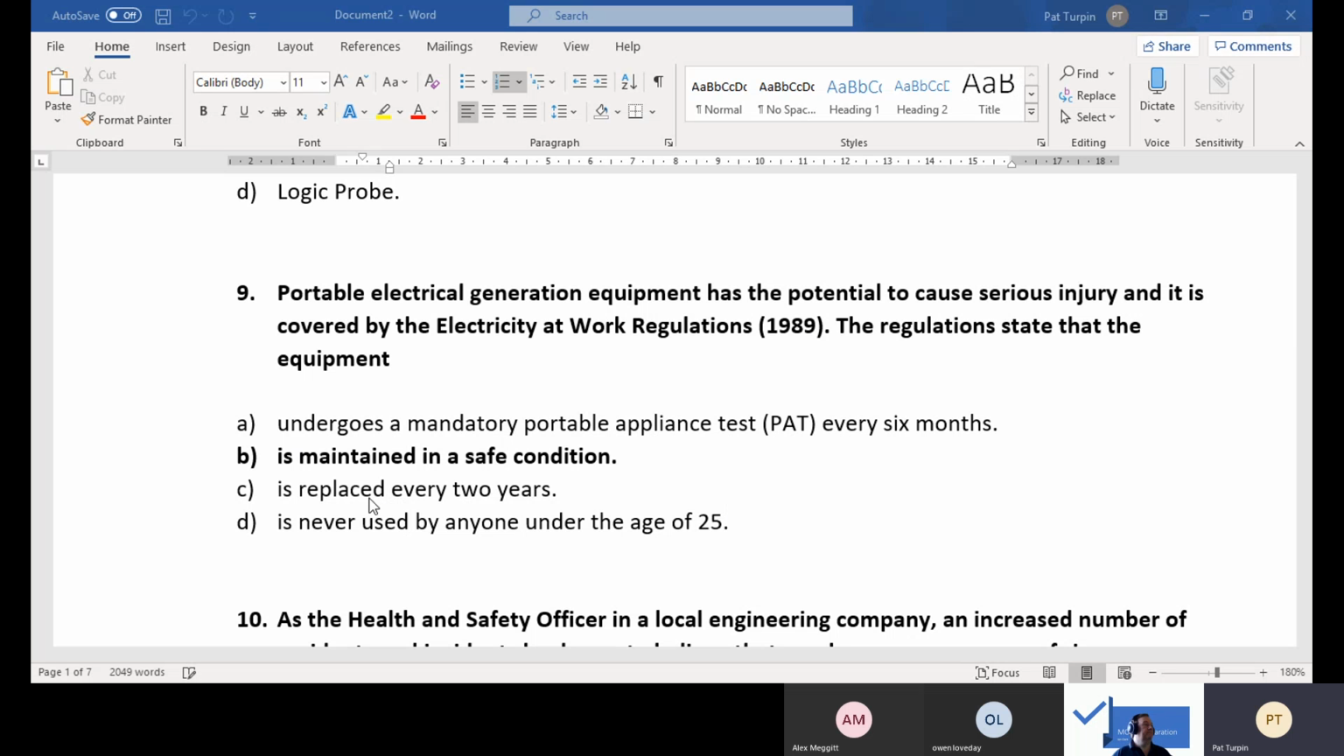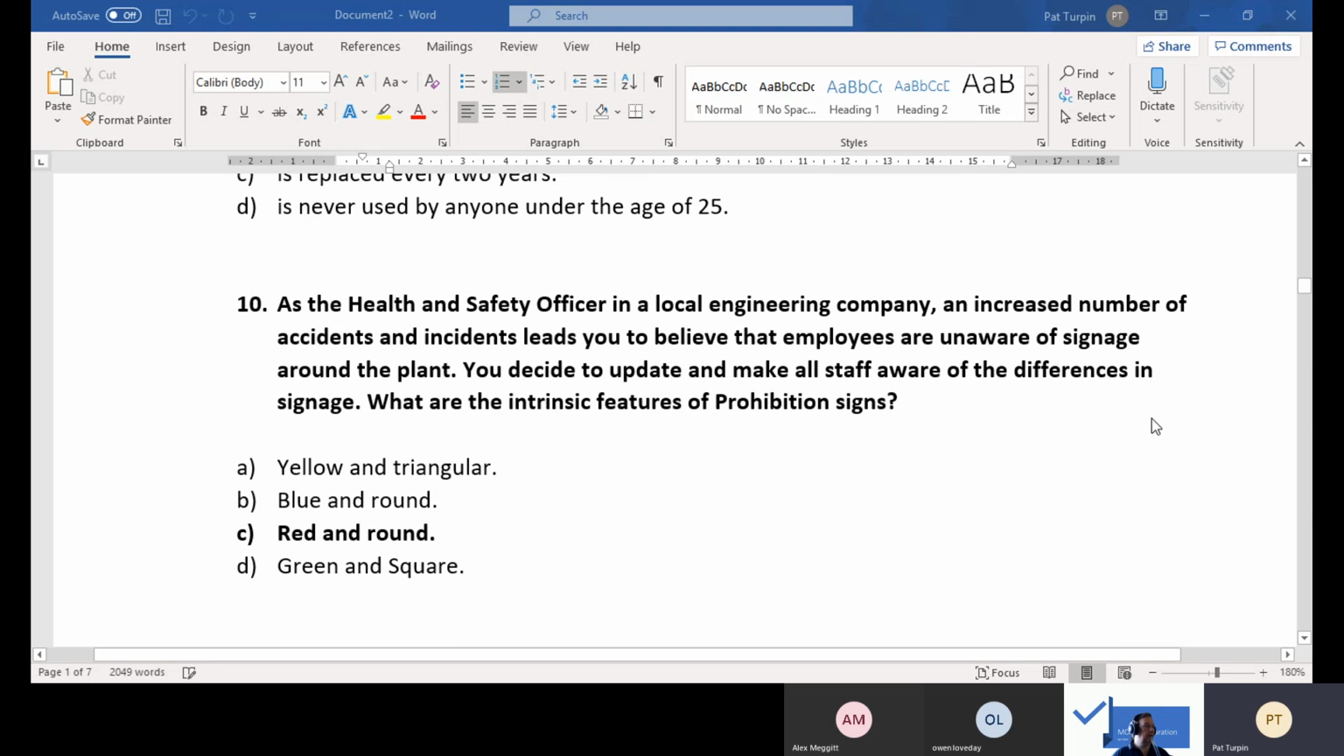Okay. You wouldn't want to replace everything every 2 years. It'd cost you a bloody fortune. Imagine a fan or something simple in an office. You're not going to check that and throw it away every 2 years, are you? No. Okay, as long as it's safe and it's maintained.